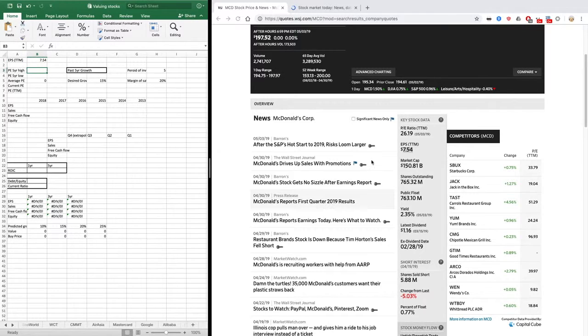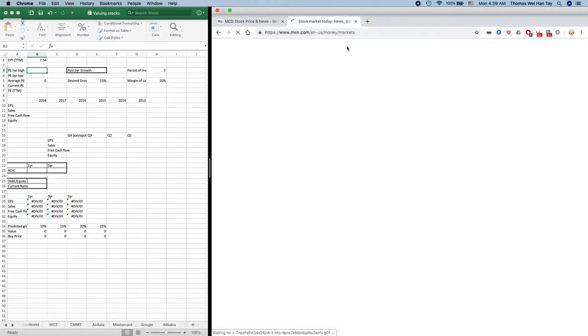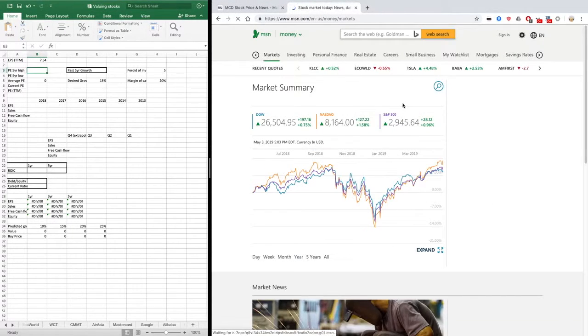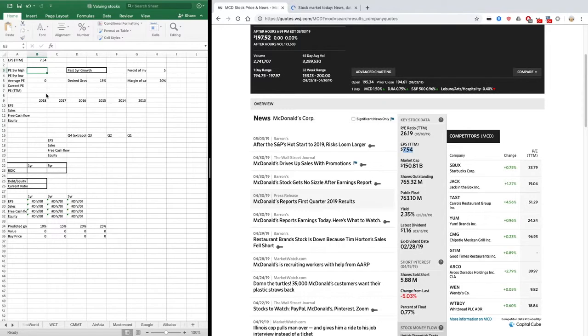7.54. The PE 5-year high, I can actually find on MSN Money. It's taking some time to load here, so we'll skip that for now. The PE ratio for the trailing 12 months is 26.19. We'll take that. That's a rather high price to earnings ratio.